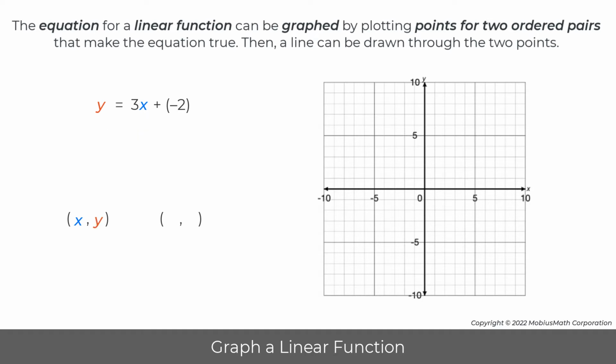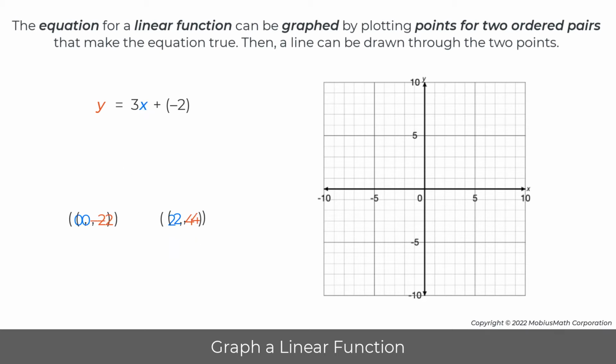For example, substituting x equals 0 into the equation results in y equals -2. So, one ordered pair that makes this equation true is (0, -2). This process can be repeated by substituting x equals 2 into the equation, which results in y equals 4. So, a second ordered pair that makes this equation true is (2, 4).